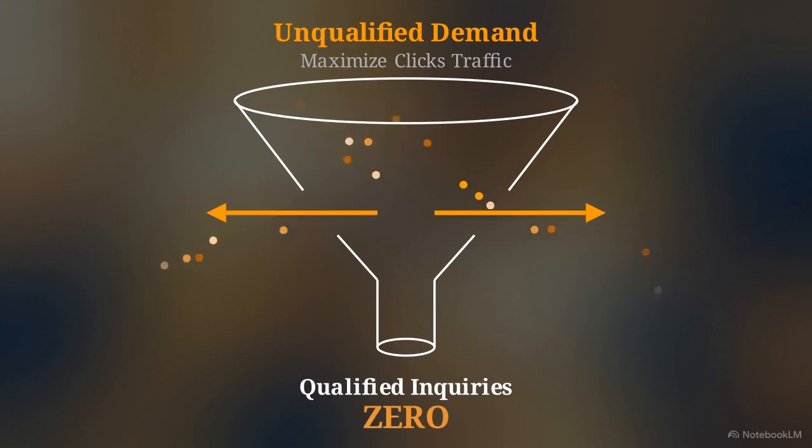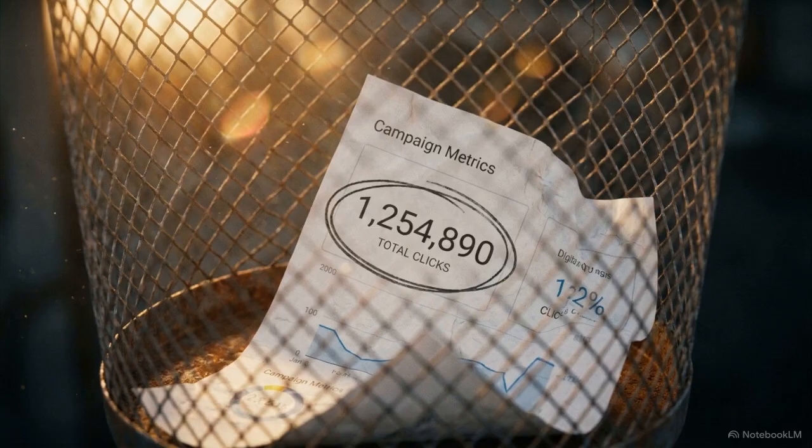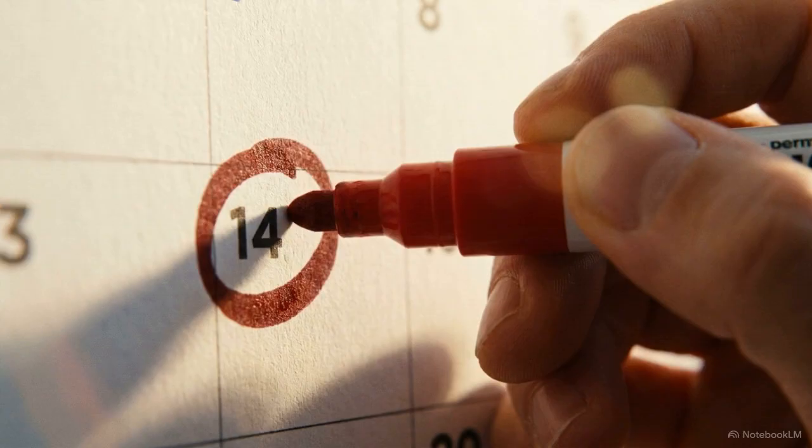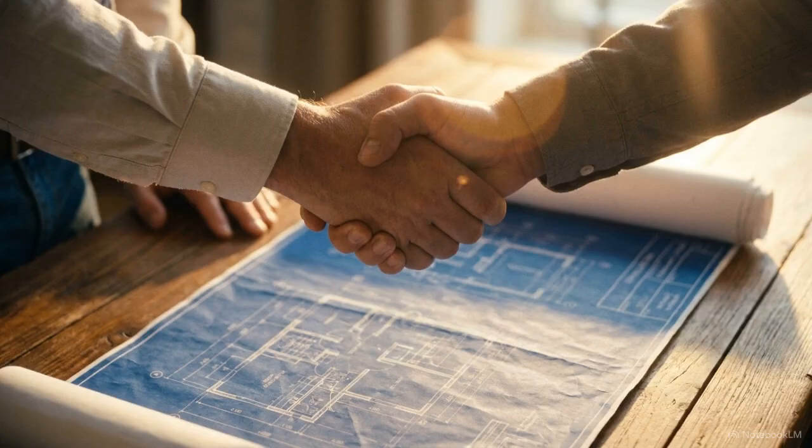That leakage happens the moment your ads display to people 30 miles outside your service area, or when you pay for clicks from people actively researching how to patch their own drywall or install their own shingles. High impression share and hundreds of clicks are meaningless metrics on their own. A campaign is only functioning if those digital interactions translate into a specific physical result, a qualified call, a form fill, or a booked estimate.